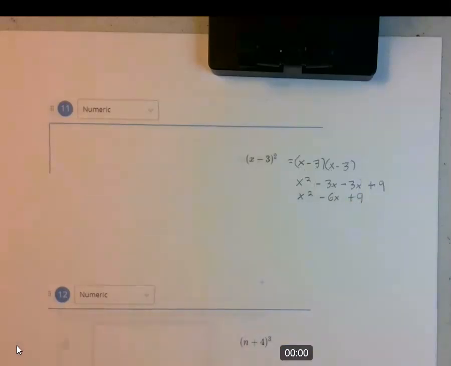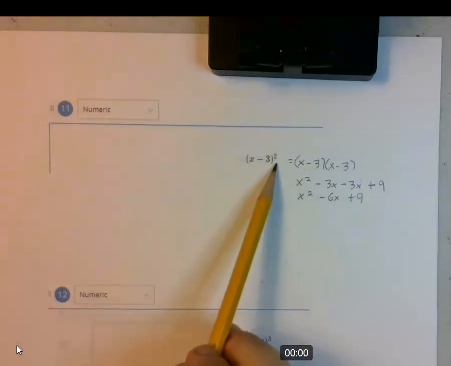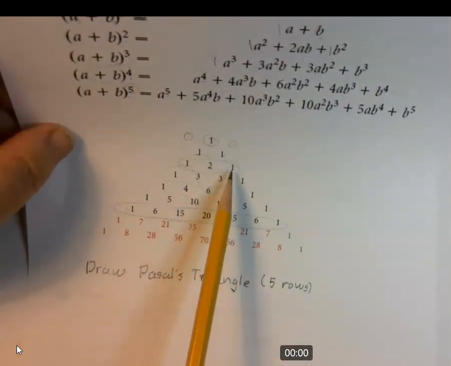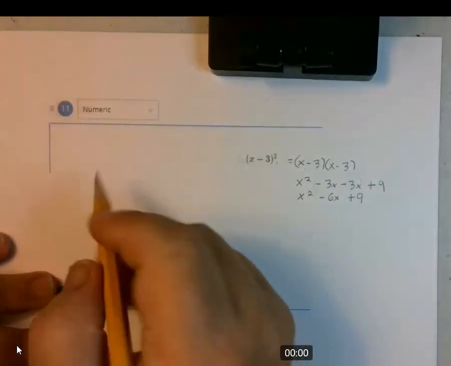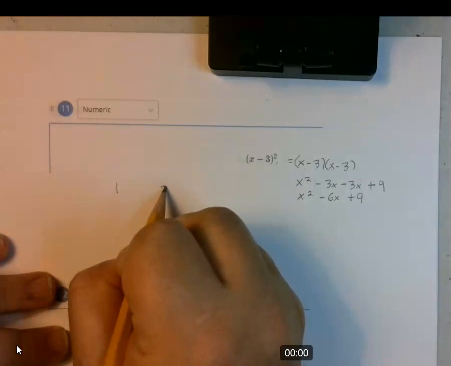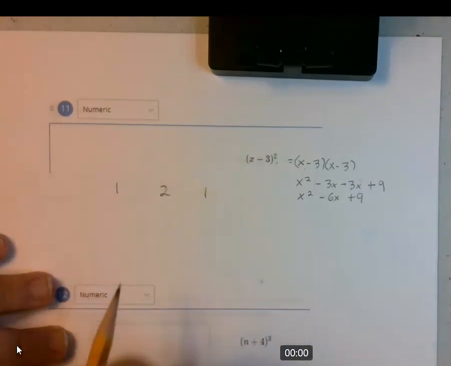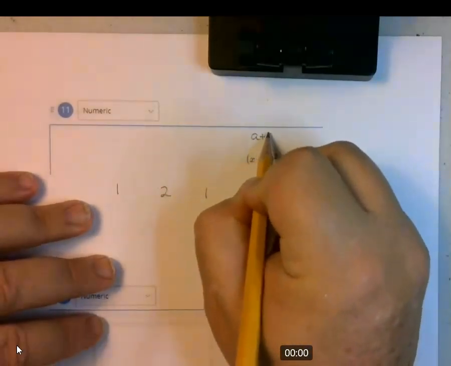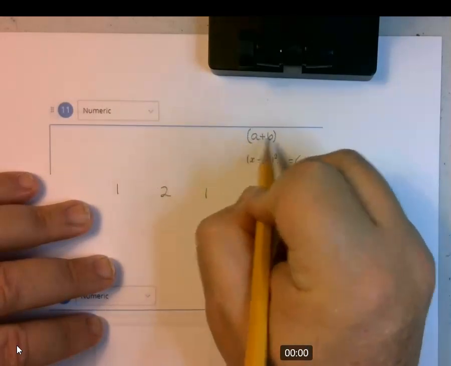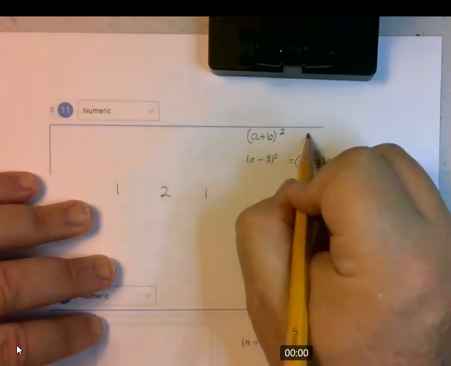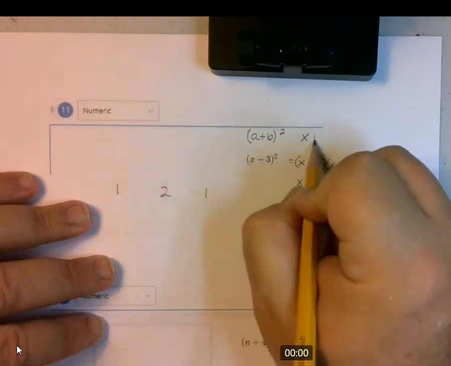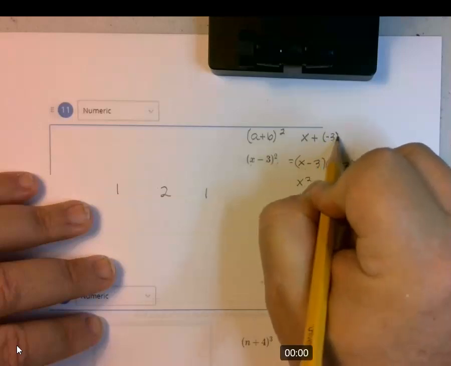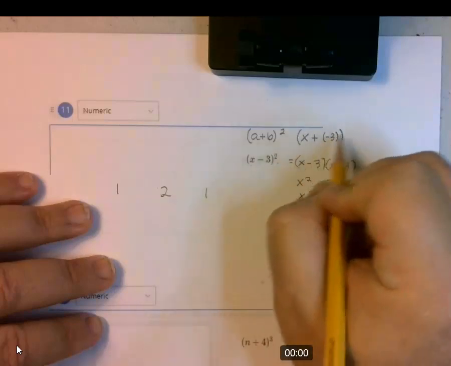Okay. Now let's try it using Pascal's triangle. It's an x squared. That means we're going to go down to the 3rd row. 1, 2, 3. That's 1, 2, 1. So I'm going to go ahead and write those coefficients over here. 1. Leave space for the variables. 2 and 1. Okay, now with this, the way we're going to write this, remember the form for Pascal's triangle is a plus b squared. So in this case, our a is going to be x, and our b is going to be negative 3. So I'm going to put that in a little parentheses right there. And then I'm going to put the whole thing in parentheses.